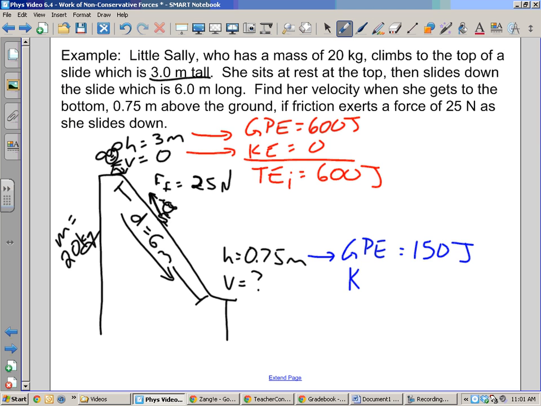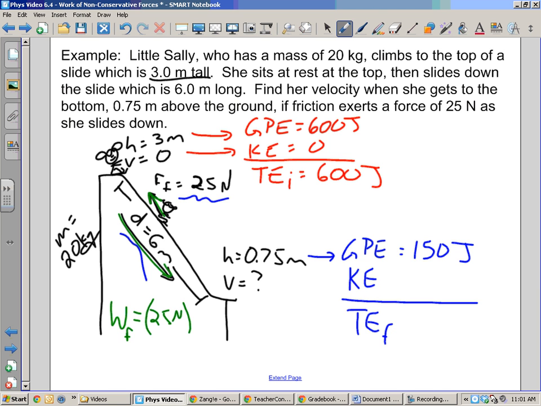Now, I don't know the kinetic energy, and because there's friction, which is a non-conservative force doing work, I also don't know my total energy because it's going to change. So let's find the work. I can't find work by doing the difference between the energies because I don't know it. So I'm going to find my work by doing force times distance. So work done by friction, right, is going to be the force of friction, 25 newtons, times the distance, 6 meters, and it's going to give me 150 joules.